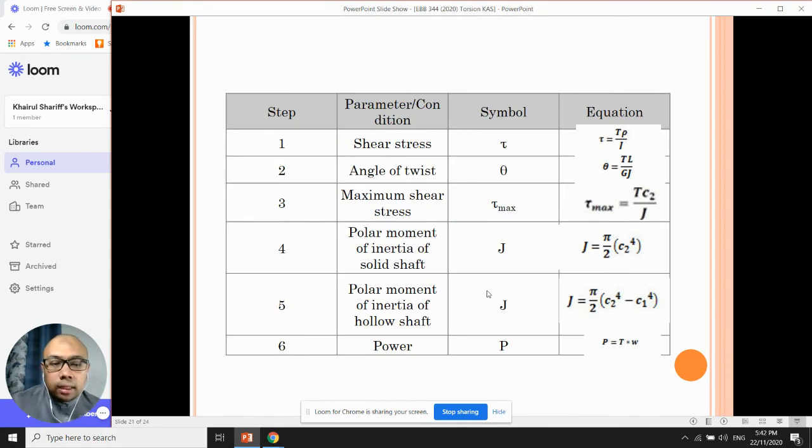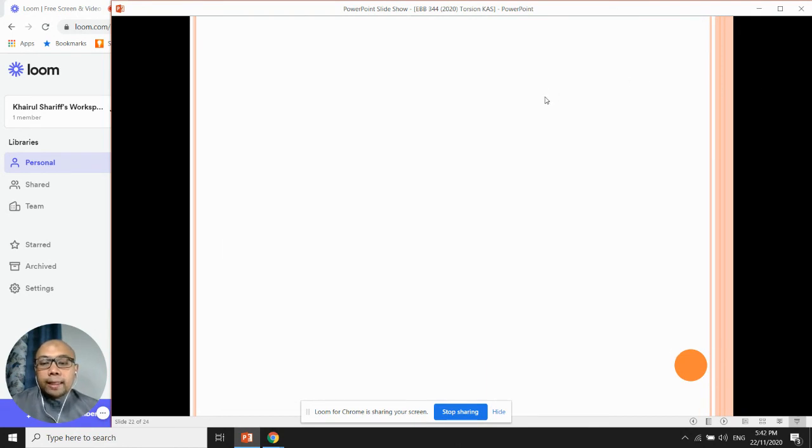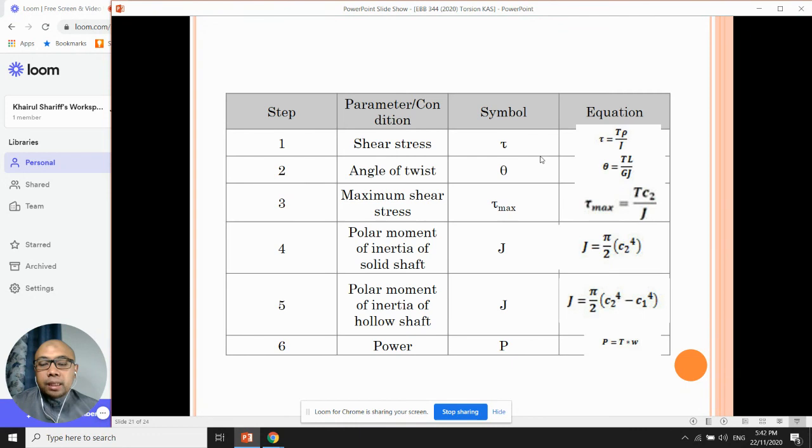This table shows a summary of quite a number of equations that are popularly used in torsion calculation. You can go through this as well, and you can check in the books. I think that's all for the second part of the video.